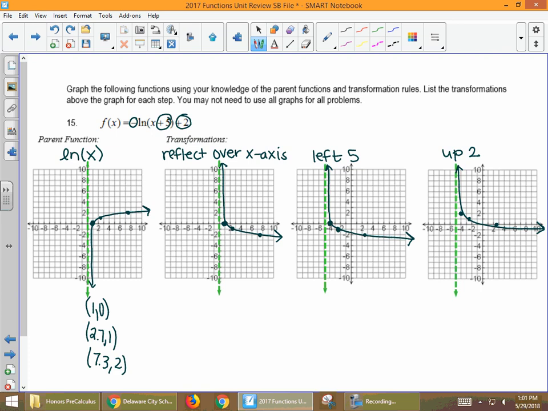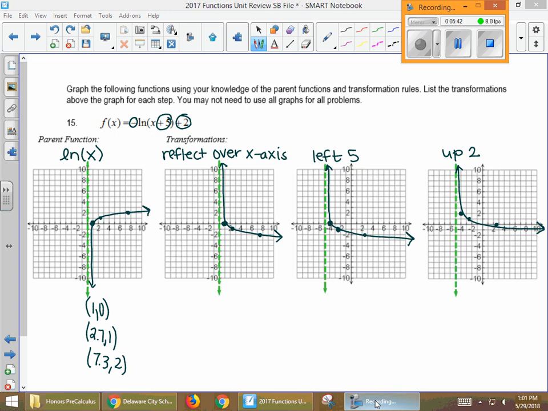Just going to double check my points there. They all look good. Domain here would be x is greater than negative 5. Range is all reals. So that is number 15.